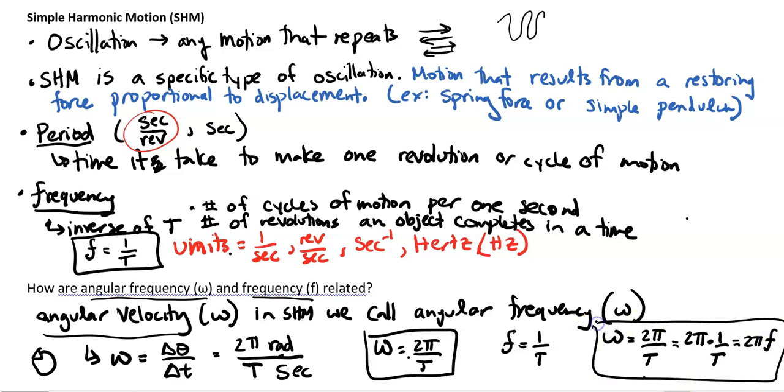Honestly, you could memorize this right here. I would just recommend making sure you have the equations memorized. Omega, angular frequency or angular velocity, is 2 pi over period, and frequency equals 1 over period.